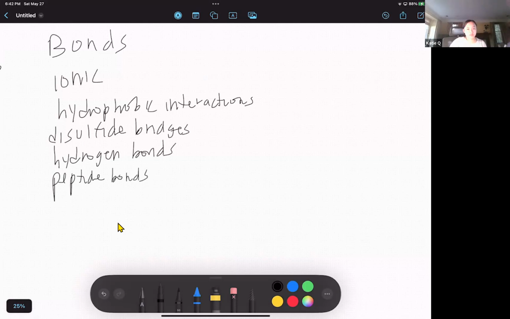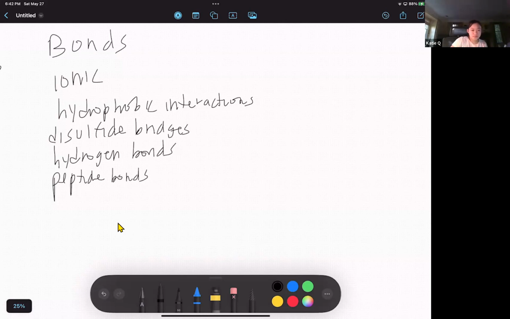What am I missing? I feel like I'm missing something. Let me double check. Okay, well, to start off, peptide bonds are in the primary structure. And these are between the amino group, sorry, and the carboxyl group of each amino acid.